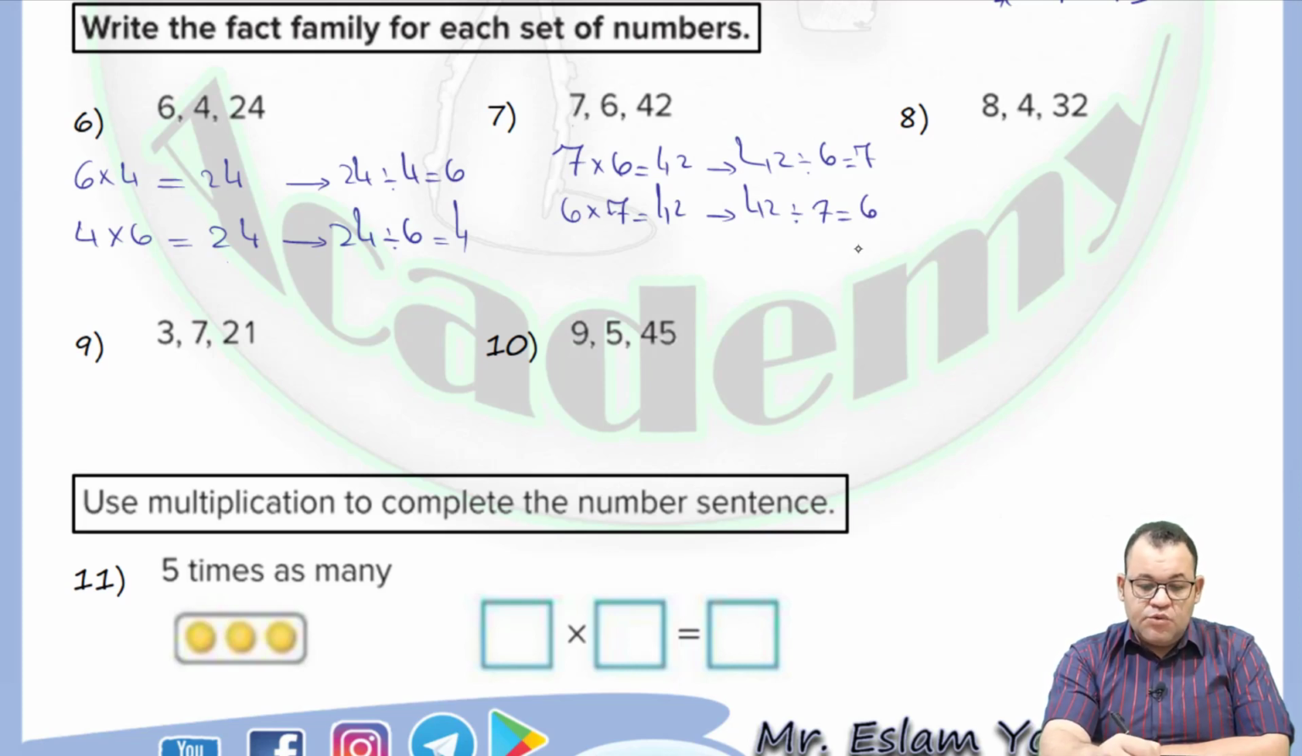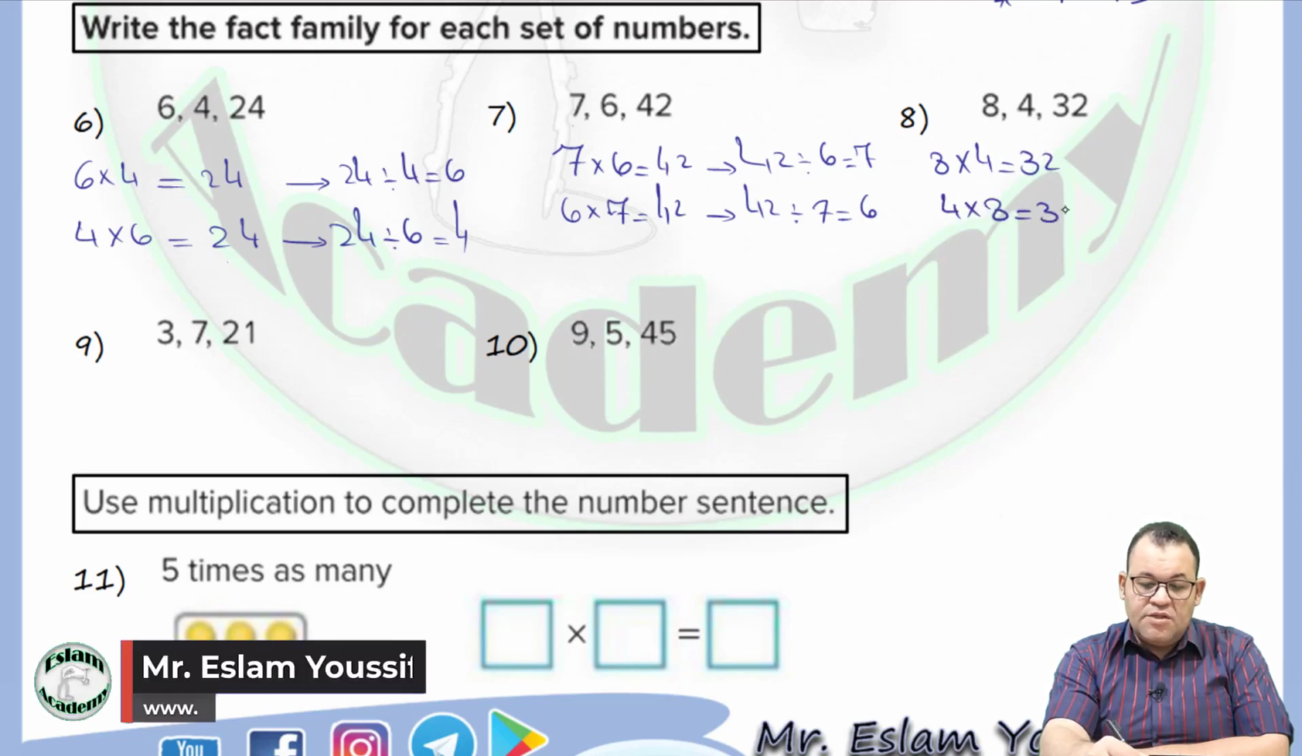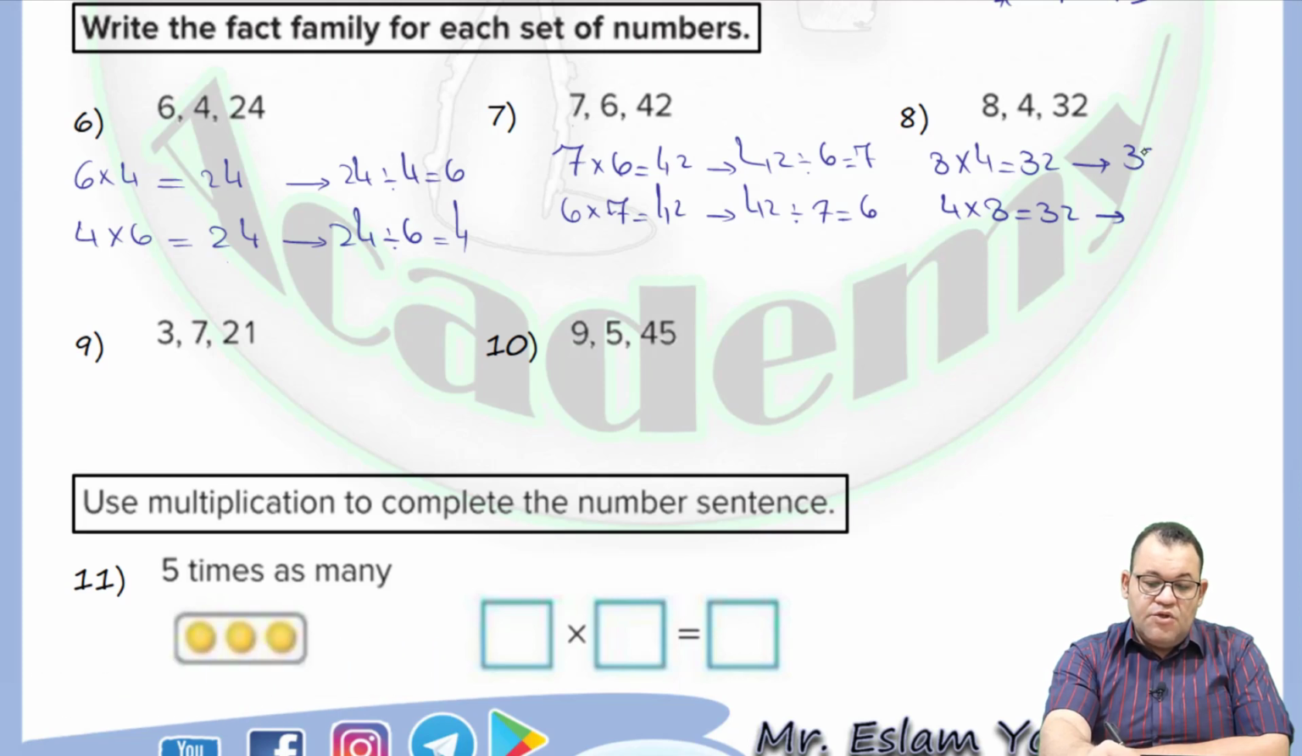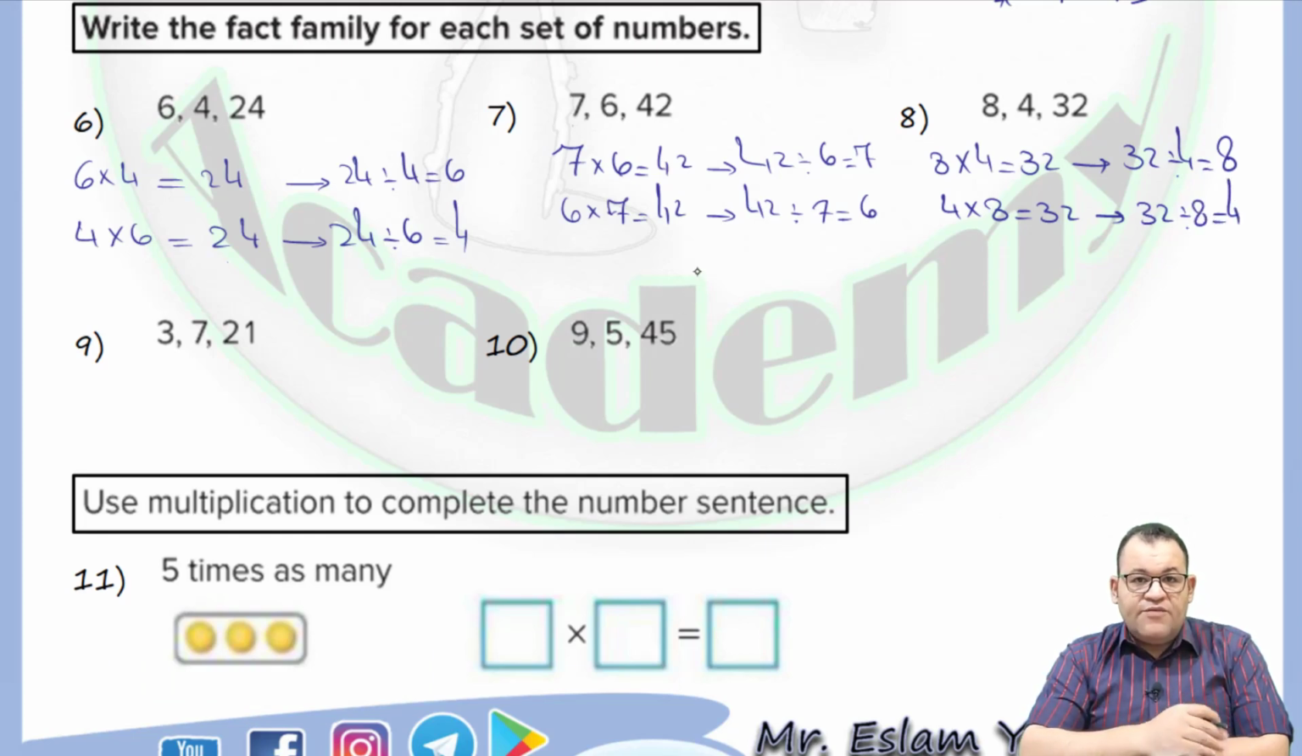8, 4, and 32. When we have here 8 multiplied by 4, the answer will be equal to 32. And 4 times 8 will be equal to 32. Now we have 32. When you divide it by 4, it will be equal to 8. And 32, when you divide it by 8, the answer will be equal to 4. And that's how we can write the fact family.